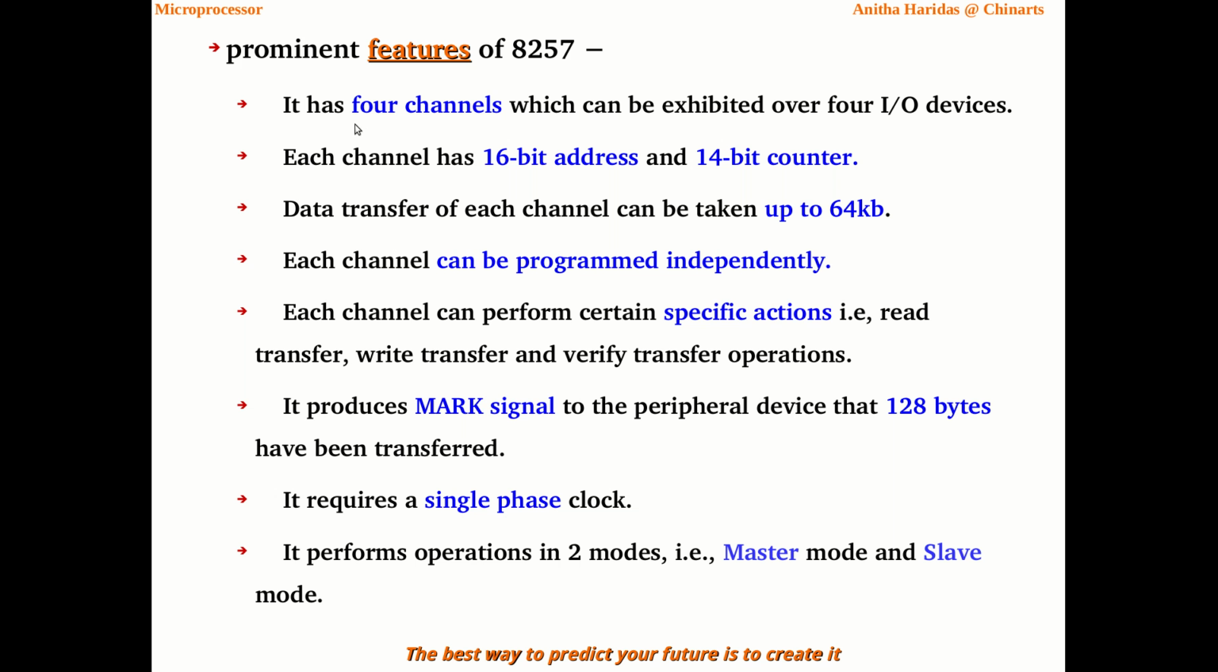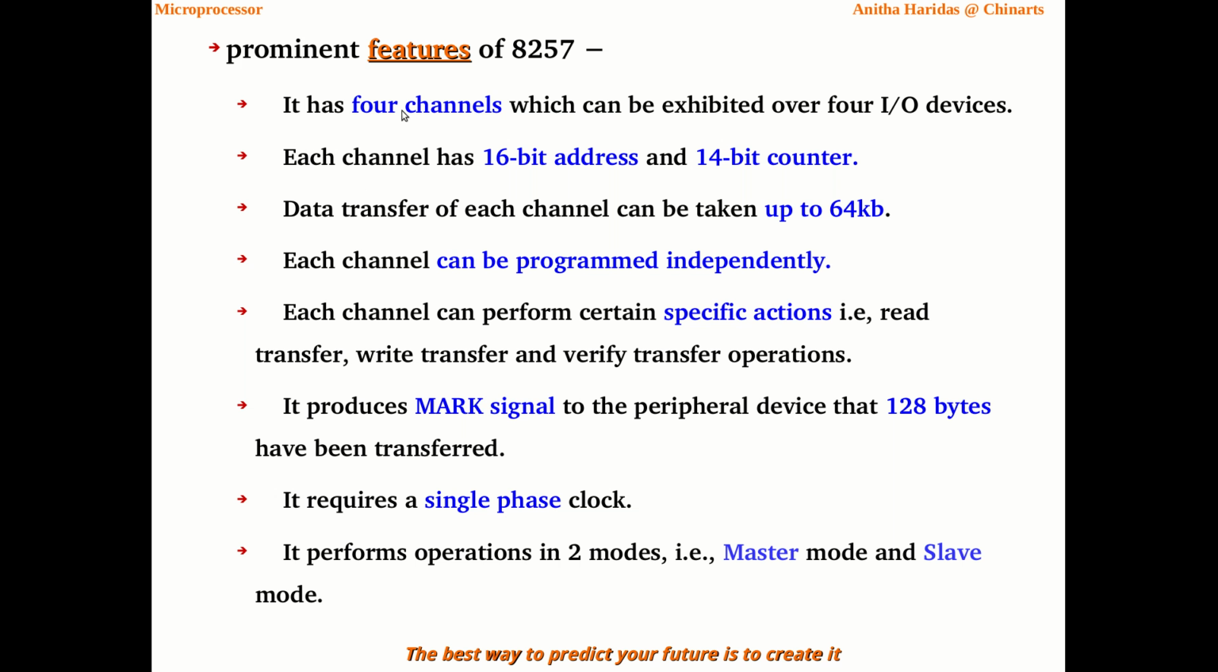First one, the 8257 has 4 channels which can be connected to 4 input-output devices. Since you have 4 different channels in the controller, 4 different input-output devices can be connected. 4 different peripheral devices can be connected to these 4 channels. So one 8257 controller can act as an interface for 4 different devices. That is what it says.